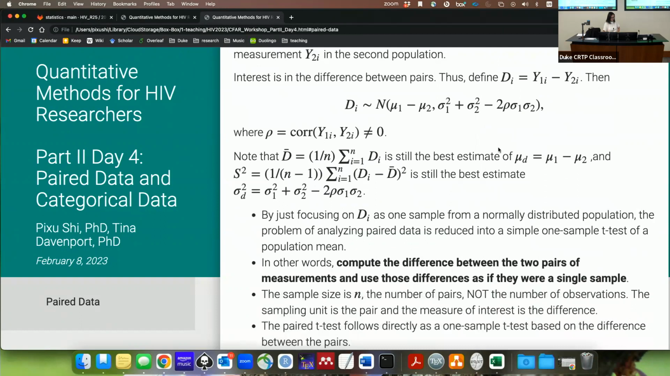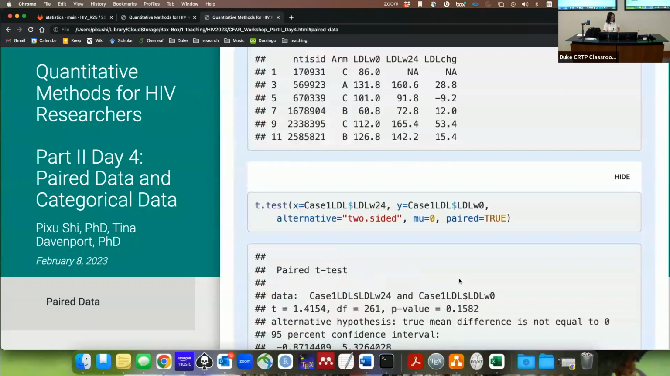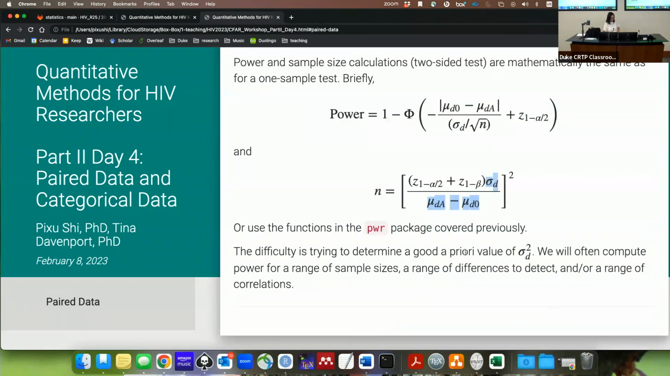In reality, we don't really know. When we don't really know what to expect in the value of this correlation, we would calculate the sample size for a range of rho. So you can calculate the sample size by plugging in different values for the rho and different values of this sigma d to give you a range of sample sizes.